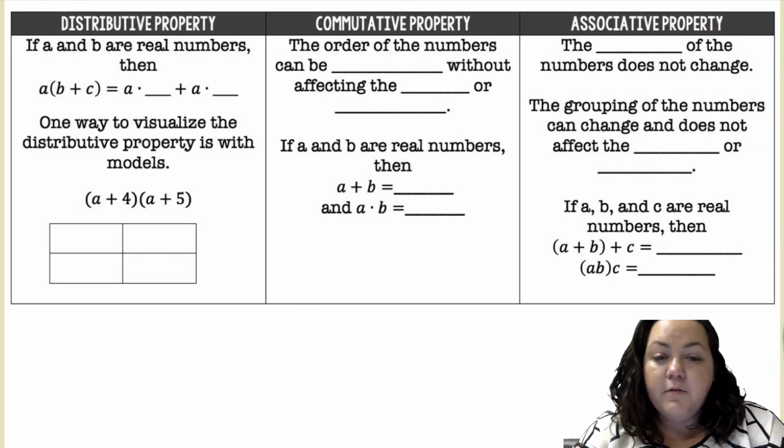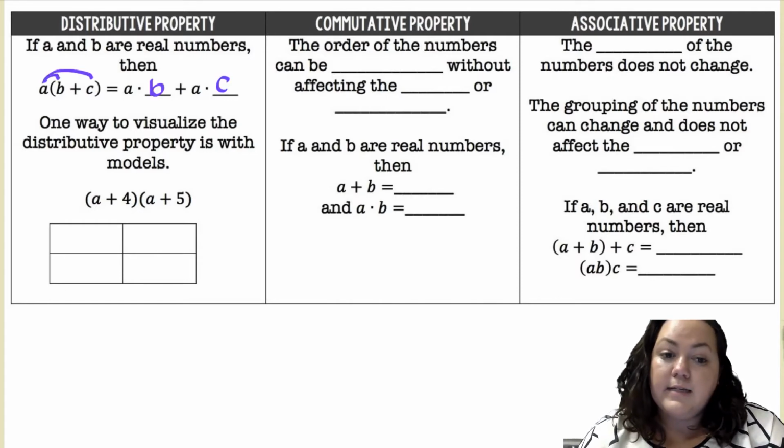Okay, the distributive property. If A and B are real numbers, then A times the quantity B plus C equals A times B plus A times C. So you take that number that's outside the parentheses, and you multiply it to each piece that's inside the parentheses. One way to visualize this distributive property is with models.